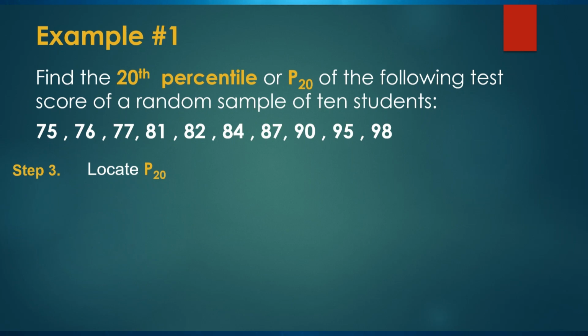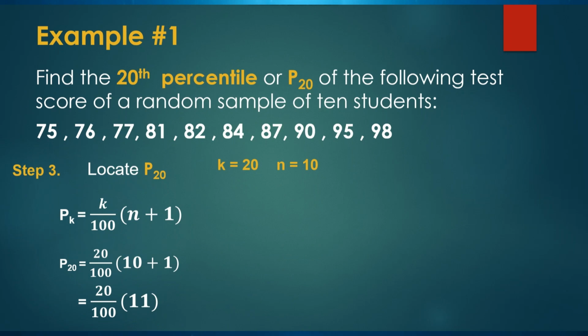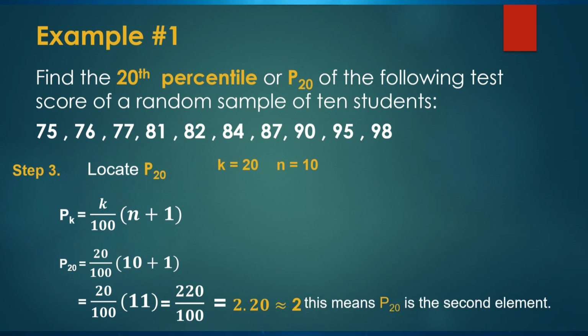Step 3, locate P20. So using the formula, we're going to locate P20. So K is 20 and N is equal to 10 because there are 10 students. So P20 is equal to 20 over 100 times 10 plus 1. So 10 plus 1 is equal to 11. 20 times 11 is equal to 220 divided by 100. So 220 divided by 100 is 2.20 or 2. So this means that P20 is the second element.